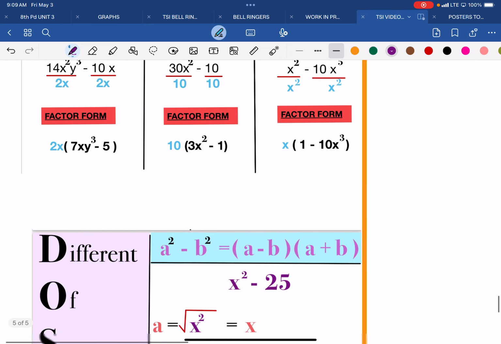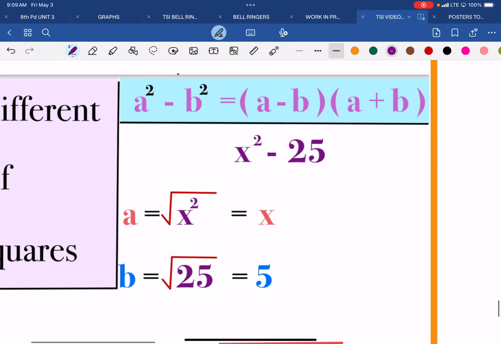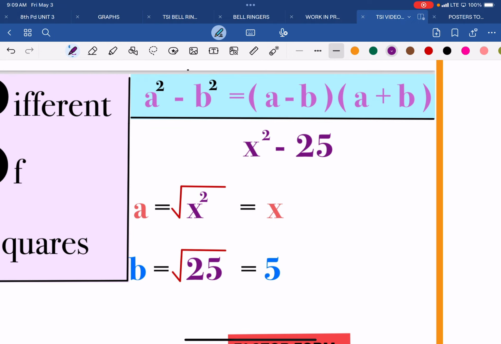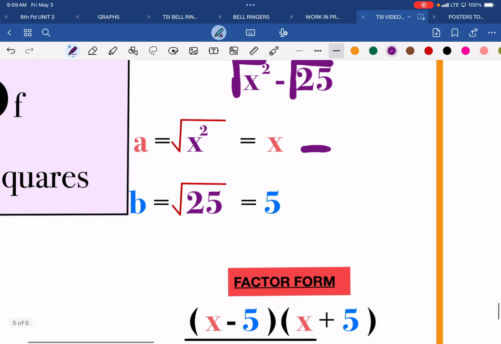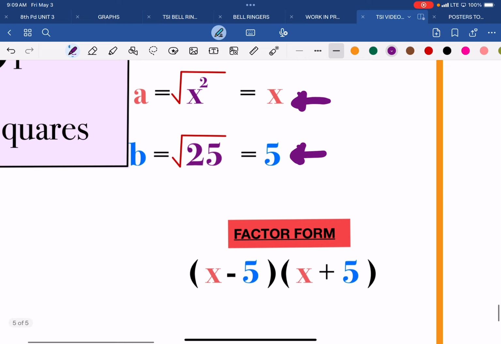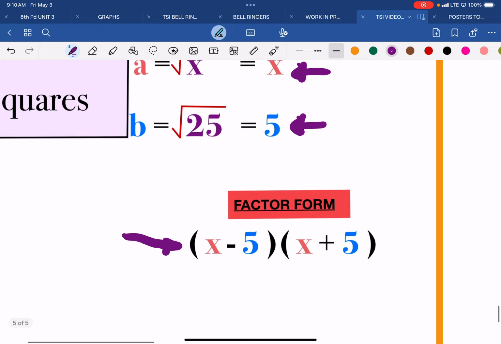You'll see these posters around the class. Difference of squares, remember, how do we find out? We find the square root of one term and the square root of the other. The square root of x squared is x. The square root of 25 is 5. And then we write them in our factored form: x minus 5, x plus 5.